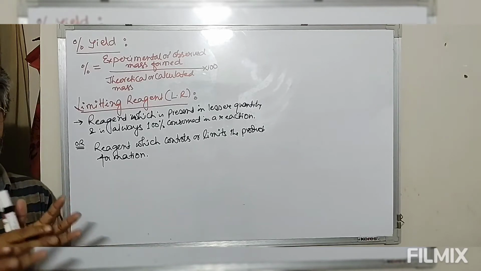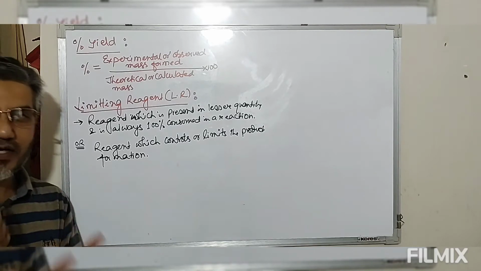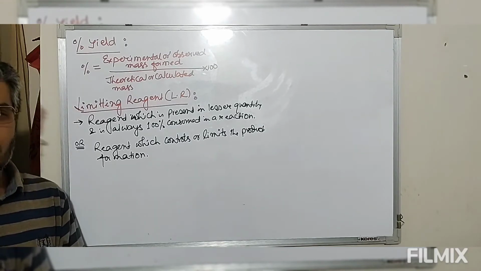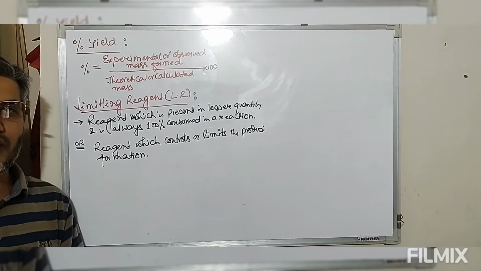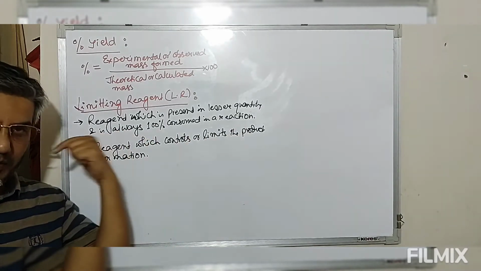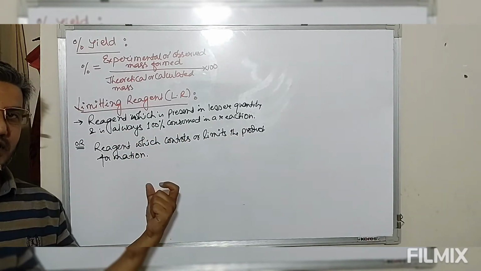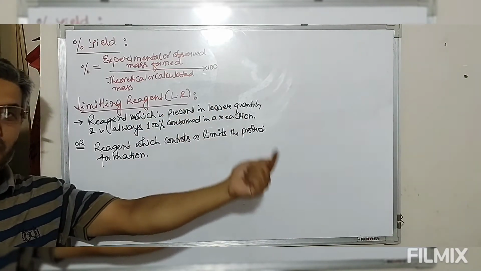reactants, so the reaction continues. If, at a certain point of time, one of the reactants is consumed, then obviously there is no reactant left, so the reaction will stop. So at that particular point, the formation of product will also stop. So that particular reagent which is present in lesser amount will control the reaction and the amount of product formation.